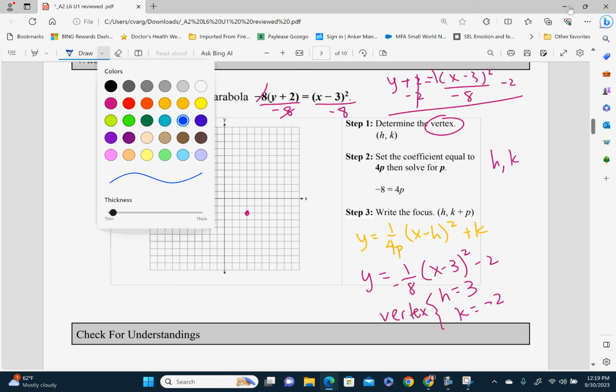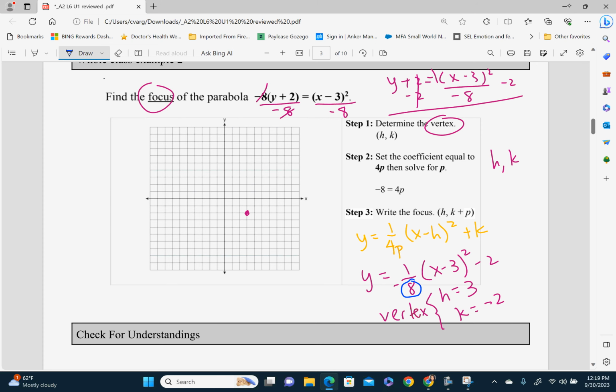So let me just go ahead and switch colors here. This is going to be a big clue, right? Our P is, this is 4 times P. So we have our 4P is equal to, this is on the bottom, so that's equal to negative 8. So can we find P? Yes, divide both sides by 4, divide both sides by 4. So P is equal to negative 2. Remember what we talked about, right? So now we have our vertex, we have our P.